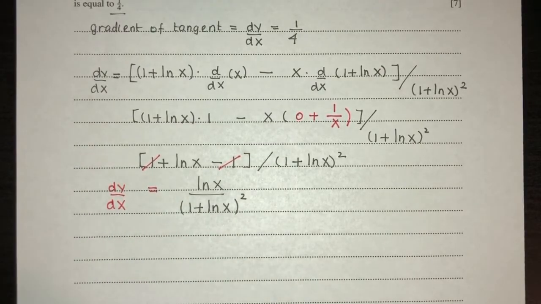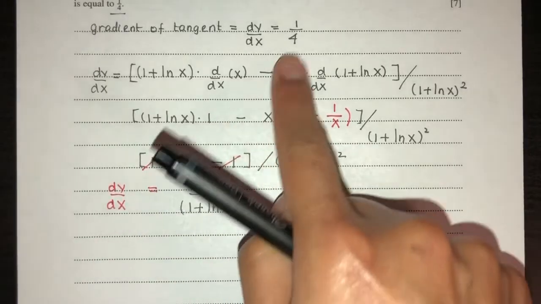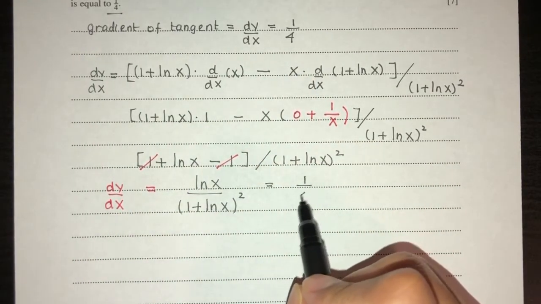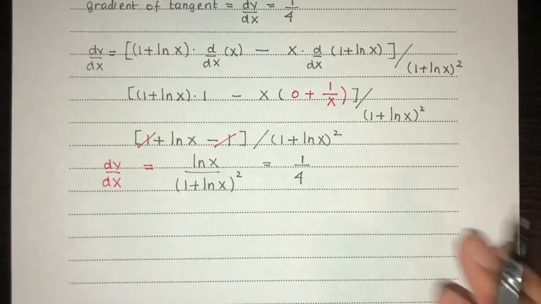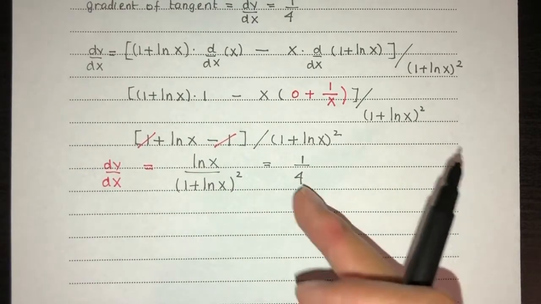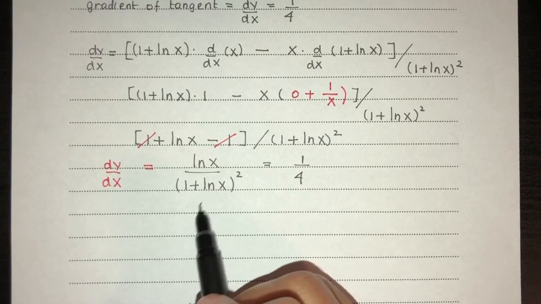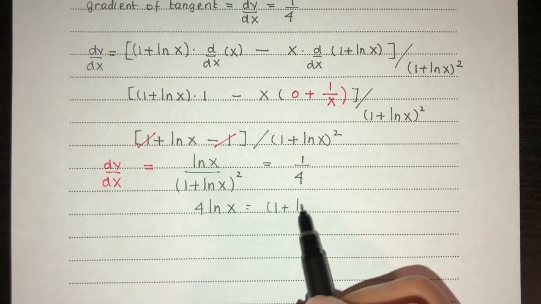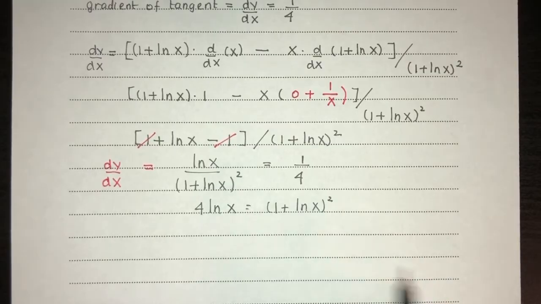So now we have to find the point where dy by dx is equal to 1 over 4. So let's equate that to 1 over 4. Next step, whenever you have a fraction equal to a fraction, you have to cross multiply. You will have 4 ln x is equal to 1 plus ln x, all to the power 2.